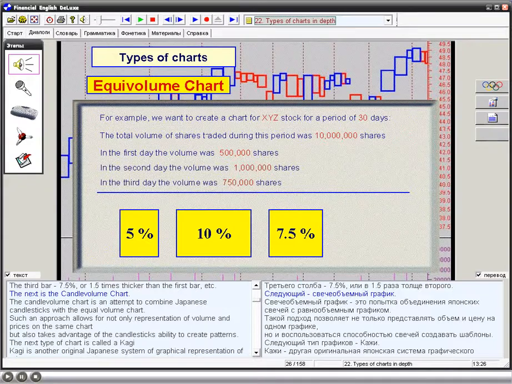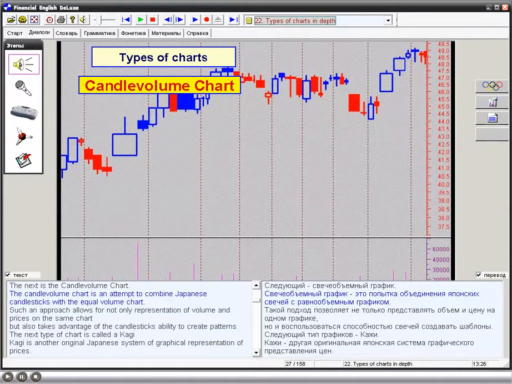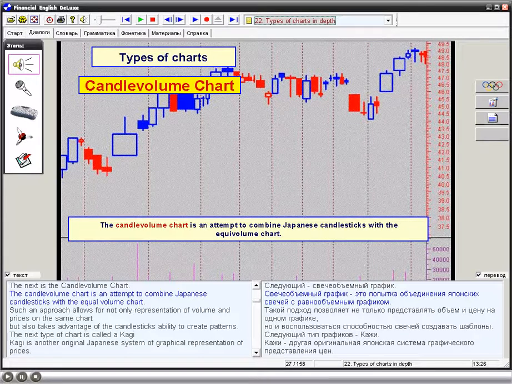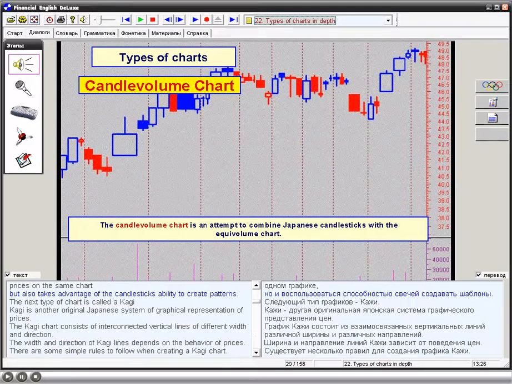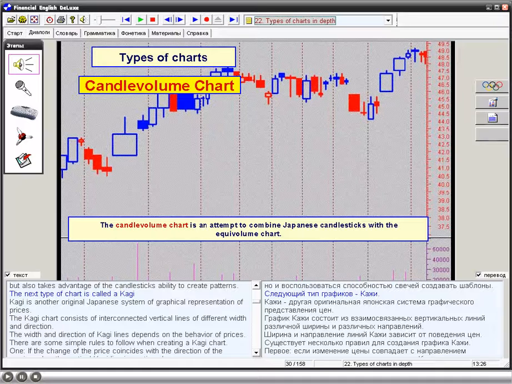The next is the candle volume chart. The candle volume chart is an attempt to combine Japanese candlesticks with the equal volume chart. Such an approach allows for not only the representation of volume and prices on the same chart, but also takes advantage of the candlestick's ability to create patterns.